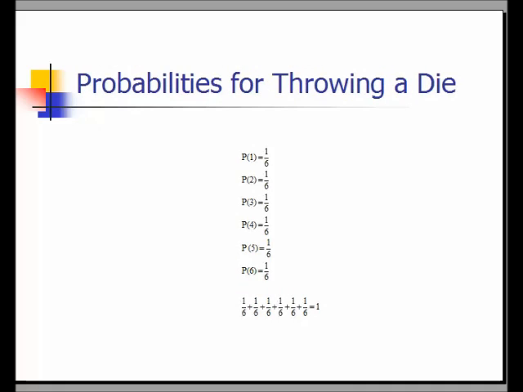The same idea applies for throwing a die. The probability of rolling a 1 is 1/6, the probability of rolling a 2 is 1/6, the probability of rolling a 3 is 1/6, and so on. You add all of those 1/6 together for all 6 possible outcomes, and it sums to 1.